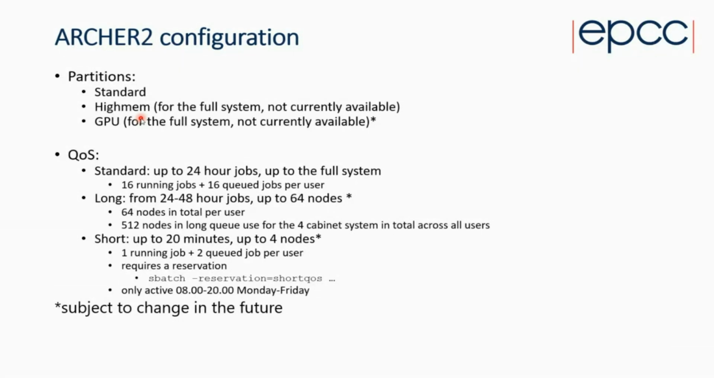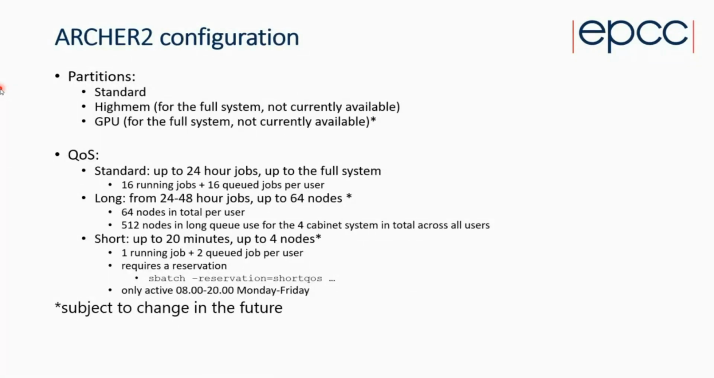And then at the other end of the spectrum, we have a short queue, which is designed for debugging, really, and it lets you run up to 4 nodes for jobs up to 20 minutes. And you can only use that in combination with a reservation. So what systems do is they set up a reservation that runs between 8 in the morning and 8 at night, Monday to Friday. And then if you want to submit to the short queue, you would say partition equals standard, QoS equals short, reservation equals short QoS in your sbatch. And that would let you get into the system.